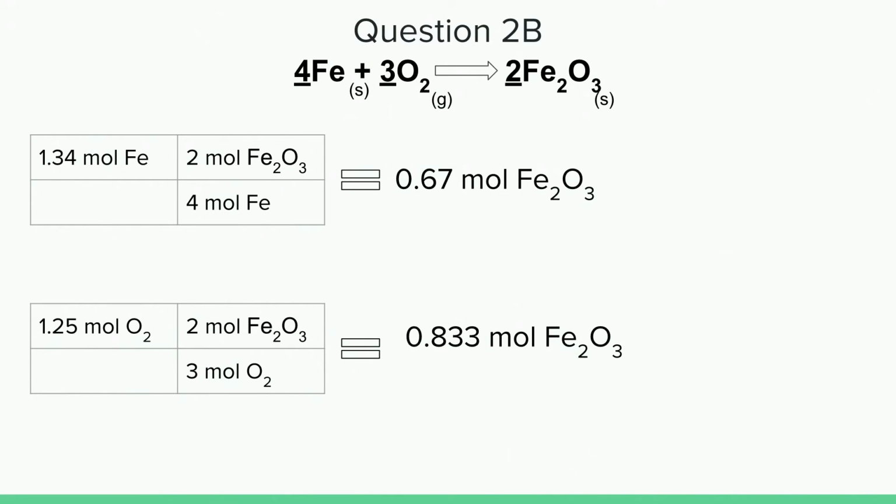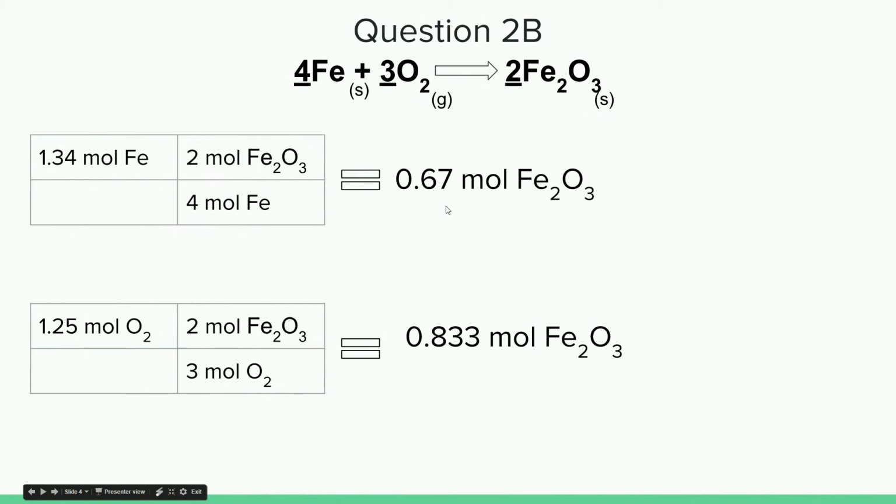Question B also asks us to identify the limiting reactant when the mixture is heated to produce Fe2O3 while showing calculations. Firstly, we take the 1.34 moles of iron I calculated previously and convert that to Fe2O3 using the coefficients in the equation. And for every 4 moles of iron, there are 2 moles of Fe2O3. So we end up getting 0.67 moles of Fe2O3.